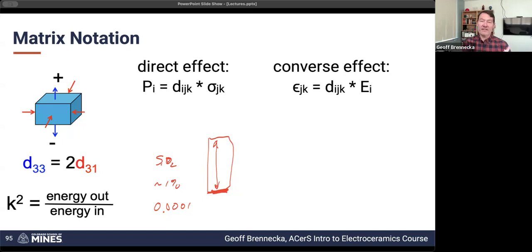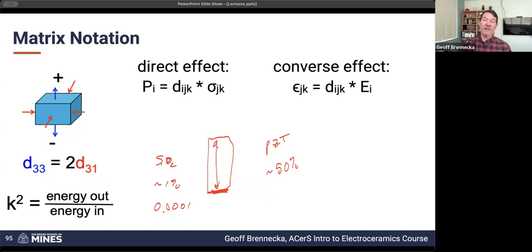So it's not dissipated and lost forever. It's just not efficiently converted. For example, some other materials. So PZT, as we're going to get to later, the K-squareds may be on the order of 50%, if you're lucky. Usually it's a bit less than that. So maybe 35, 40, 50%, something like that.